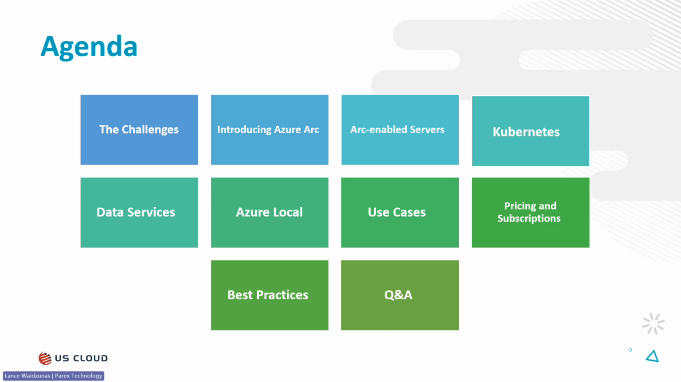So let's talk about what we're going to talk about. We're going to start by talking about some of the challenges of hybrid and multi-cloud environments. Then I will introduce everyone to Arc, what it's capable of. We'll talk about Azure Arc-enabled servers, Azure Arc-enabled Kubernetes, and Azure Arc-enabled data services like SQL and PostgreSQL. Next, we're going to explore some use cases to see how Arc can be applied in real-world scenarios, speaking to one of those questions that just came in right there.